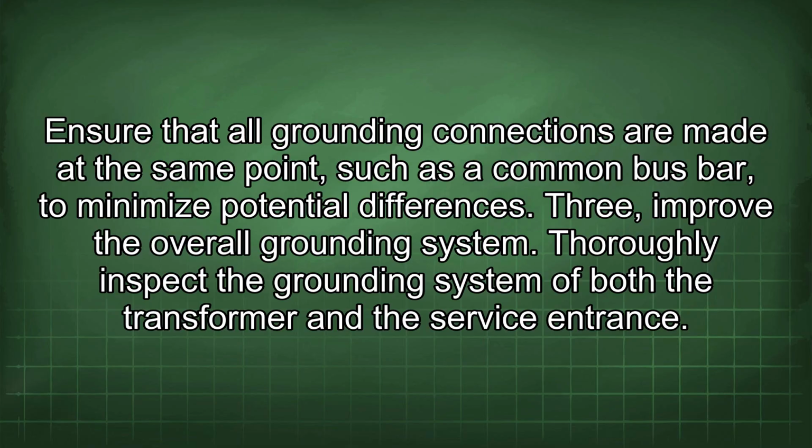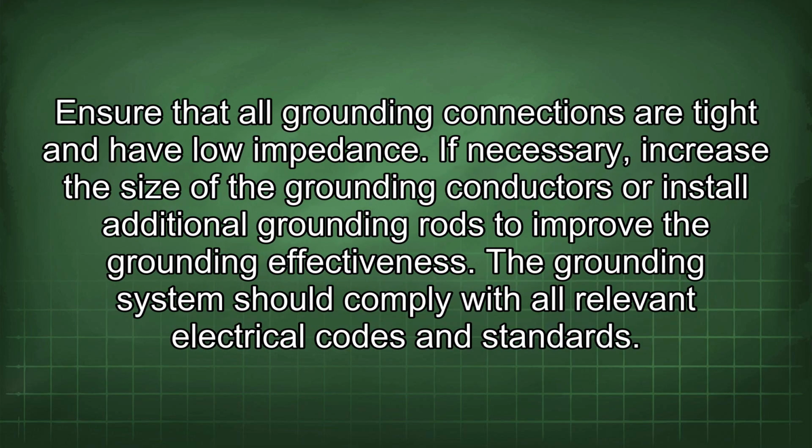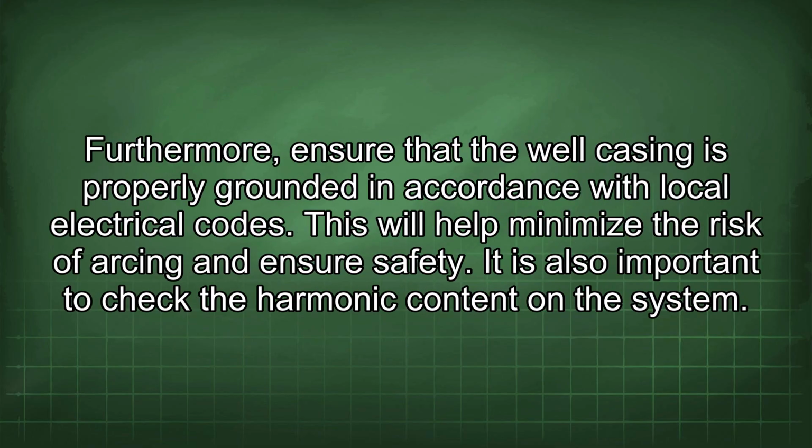Thoroughly inspect the grounding system of both the transformer and the service entrance. Ensure that all grounding connections are tight and have low impedance. If necessary, increase the size of the grounding conductors or install additional grounding rods to improve the grounding effectiveness. The grounding system should comply with all relevant electrical codes and standards. Furthermore, ensure that the well casing is properly grounded in accordance with local electrical codes. This will help minimize the risk of arcing and ensure safety.